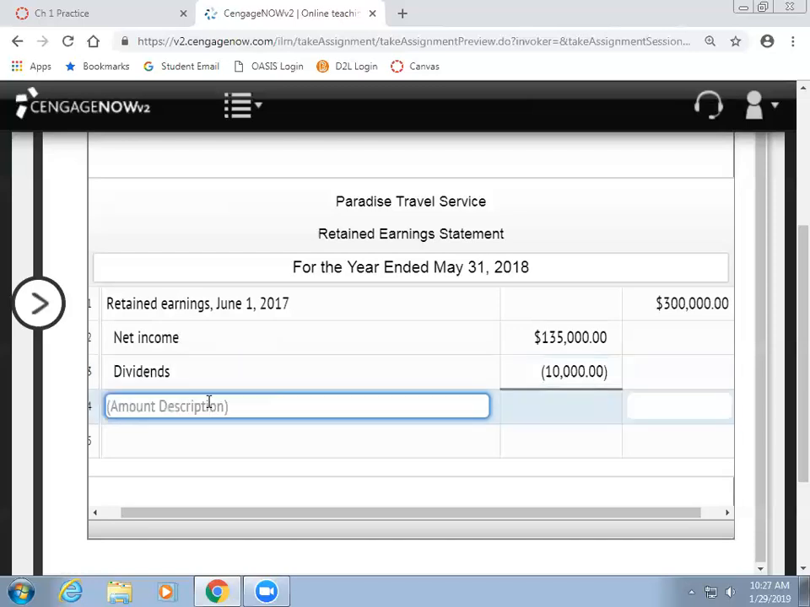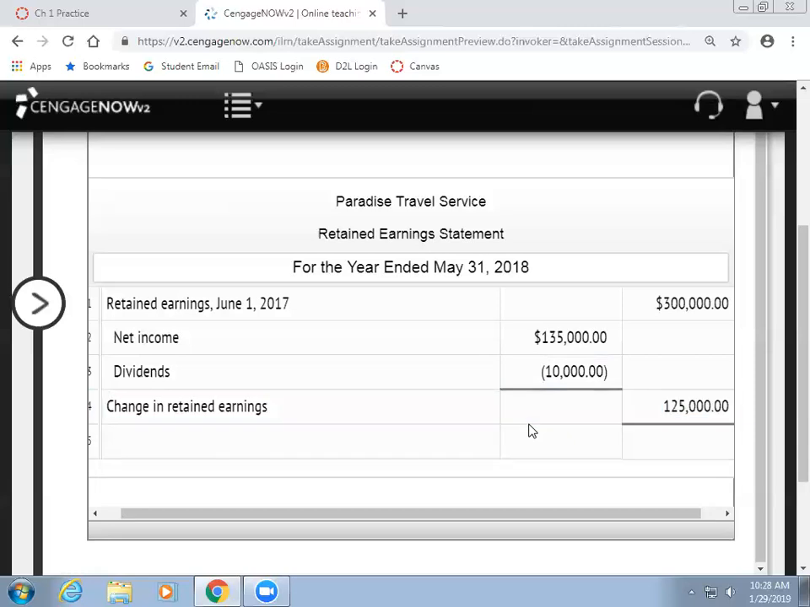And then on line 4, we're going to type change in retained earnings. And then we're just going to calculate that change. So 135,000 minus 10,000. So this year, we have increased our retained earnings by $125,000. Net income minus dividends is our change in retained earnings.